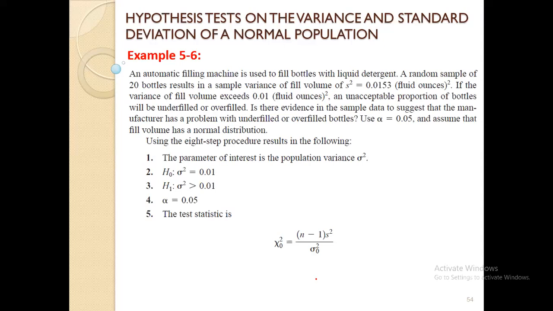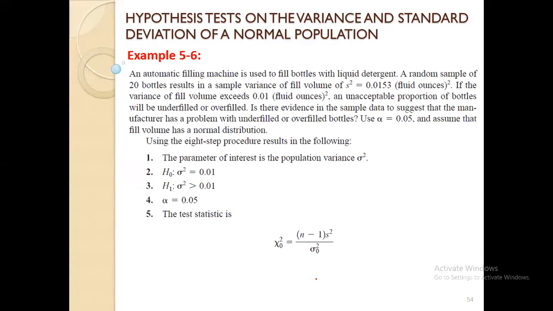If the variance of filling volume exceeds 0.01, an unacceptable proportion of bottles will be underfilled or overfilled. We check whether the evidence in the sample data suggests that manufacturing has a problem with underfilled or overfilled bottles. For instance, we check whether the value is greater than 0.01. If the value is less than 0.01, okay, you accept.